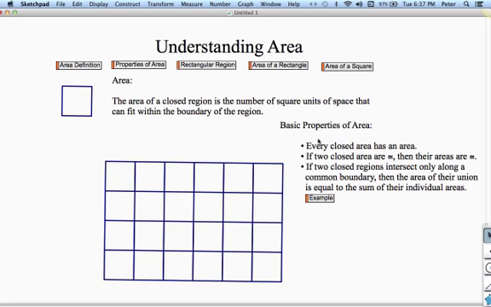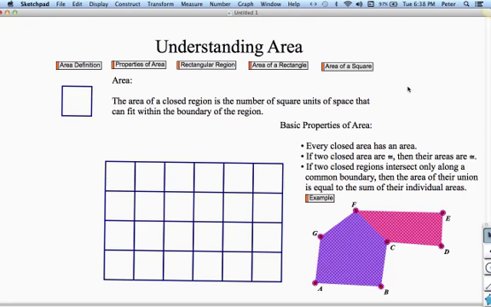Well, area has the property that every closed region has an area, and if two closed regions are congruent, like two congruent triangles or two congruent squares, then their areas are congruent. The last property is a little longer, so I made an example to kind of emphasize it. It says if two closed regions intersect only along a common boundary, then the area of their union is equal to the sum of their individual areas. What? Let's take a look.